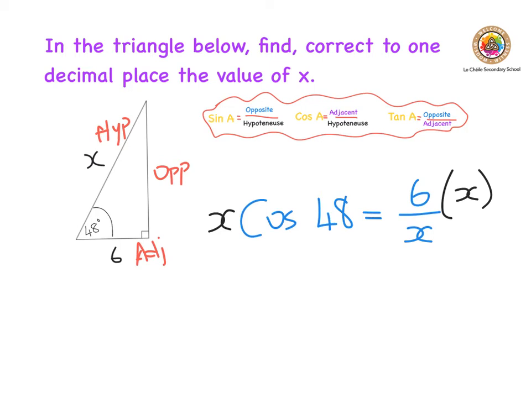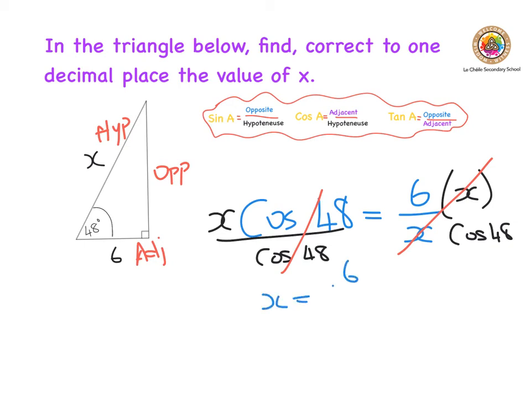Now that cancels the x on this side, and in order to get x on its own, I'm going to divide here by the cos of 48 to get rid of it on this side. And so if I do that on that side, I have to do the same over here. So these two cancel, and I'm left with x is equal to 6 over the cosine of 48 degrees.